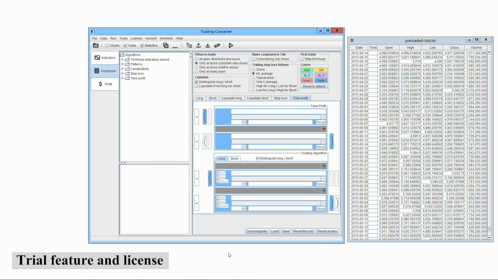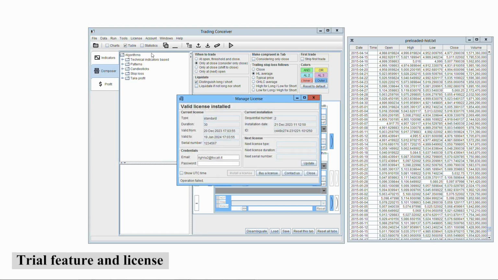In order to load a historical file into Trading Conceiver, you need to purchase a license. This is the only difference between the free and the licensed version. The free version can run simulations only with preloaded data. Other than that, it is fully functional.